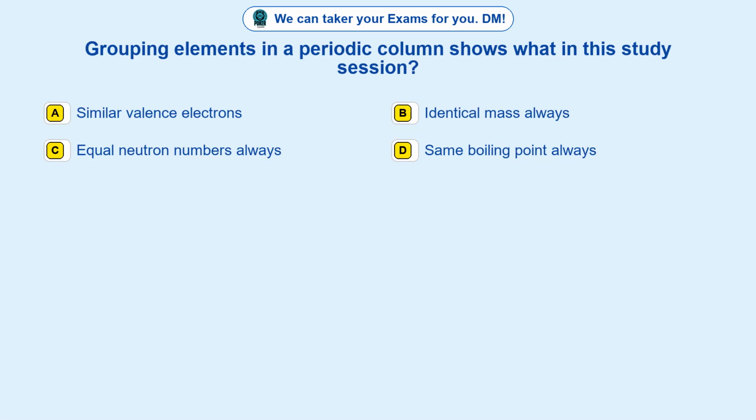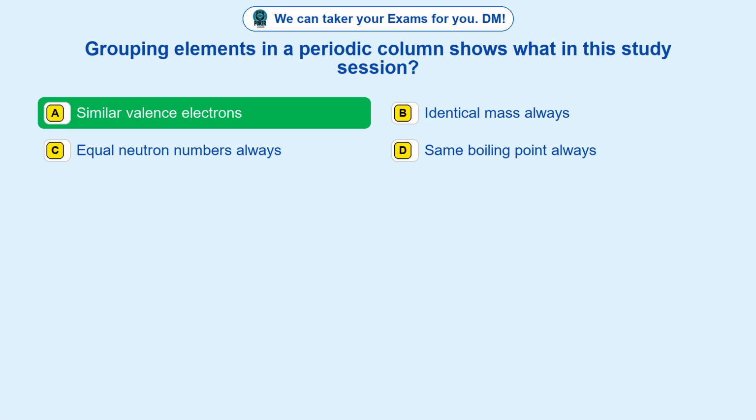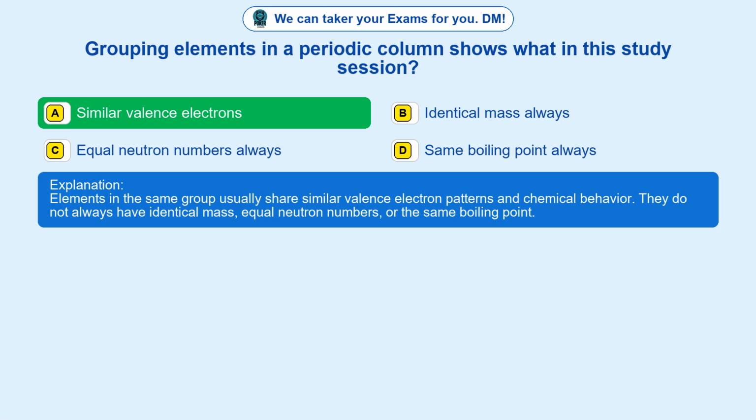Question 40. Grouping elements in a periodic column shows what in this study session? Option A, similar valence electrons. Option B, identical mass always. Option C, equal neutron numbers always. Option D, same boiling point always. The correct answer is option A, similar valence electrons. Elements in the same group usually share similar valence electron patterns and chemical behavior. They do not always have identical mass, equal neutron numbers, or the same boiling point.